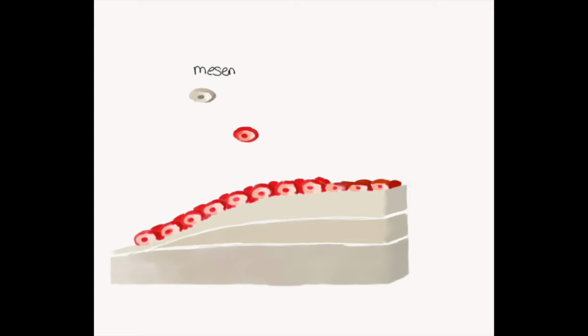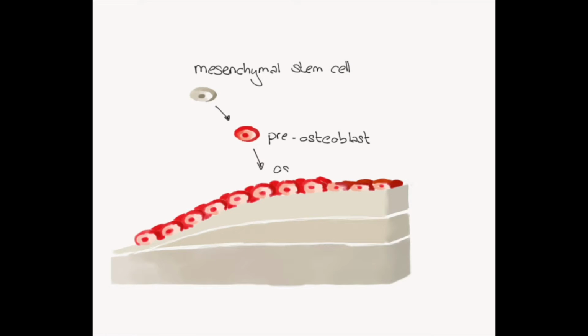It all starts with the mesenchymal stem cells, which are found in bone marrow and are very important for bone formation. These stem cells differentiate into pre-osteoblasts and then into osteoblasts. Osteoblasts are responsible for bone formation, and they function in a group of connected cells. Osteoblasts synthesize collagen and proteins.